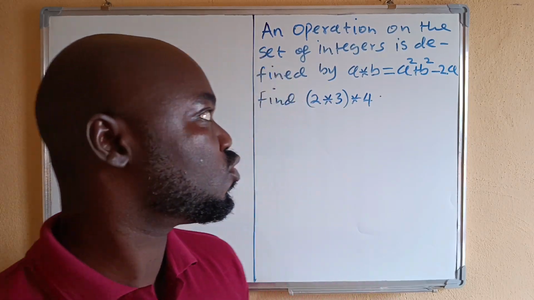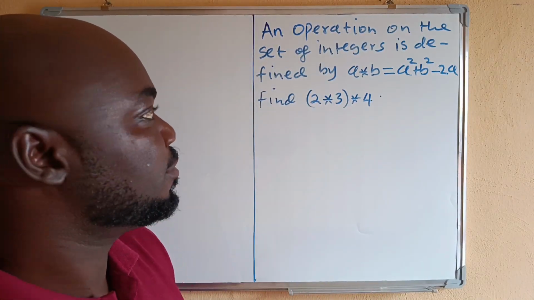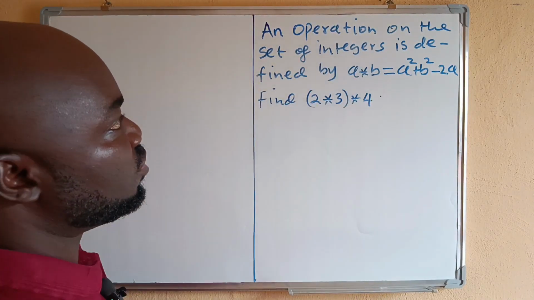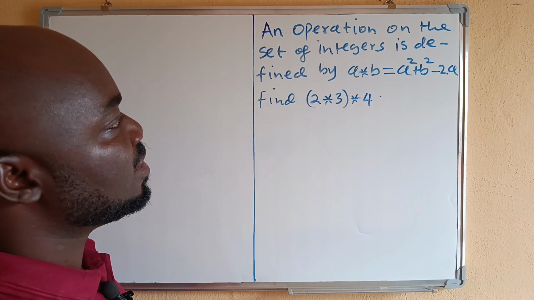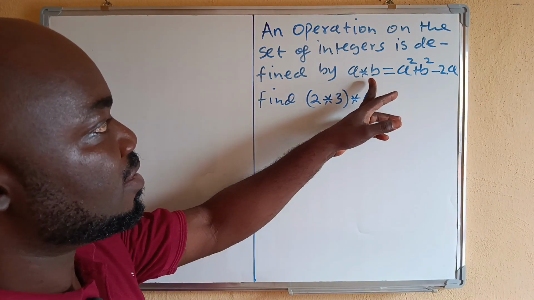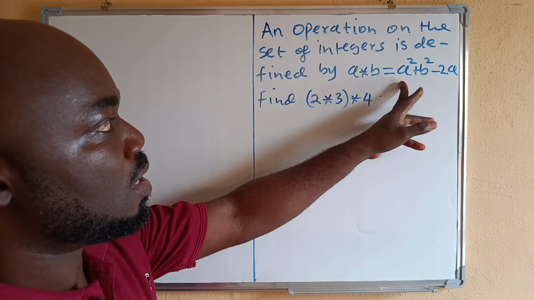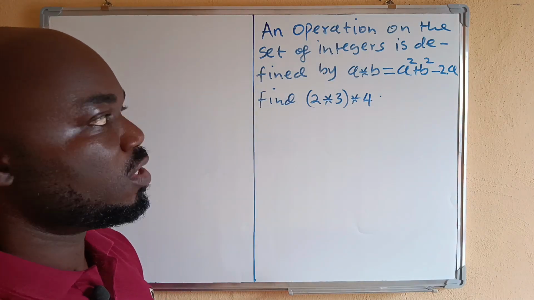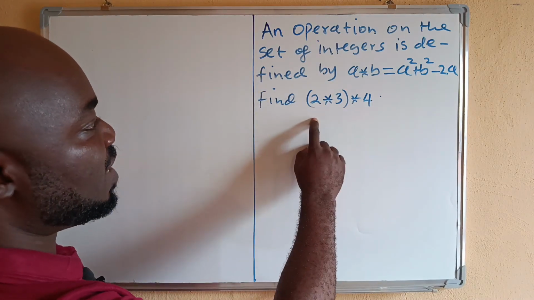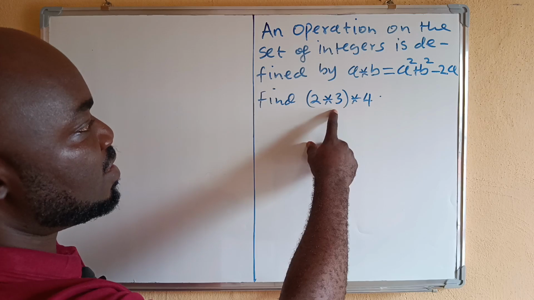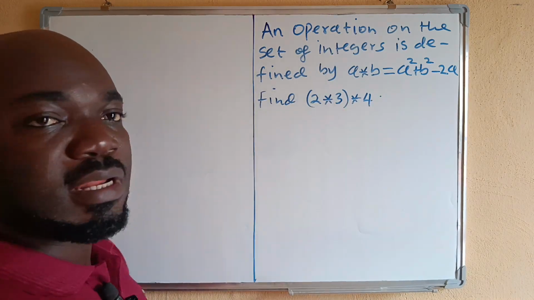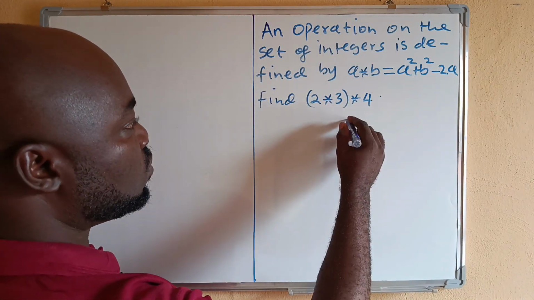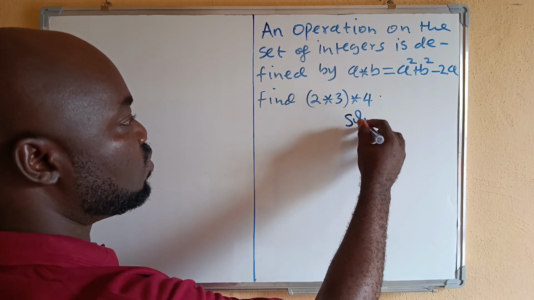Okay, so we want to solve this problem on binary operation. It says an operation on the set of integers is defined by a asterisk b equals a squared plus b squared minus 2a. And we're asked to find (2 asterisk 3) asterisk 4, the operation on the fourth one, on number 4. So how do we solve this?